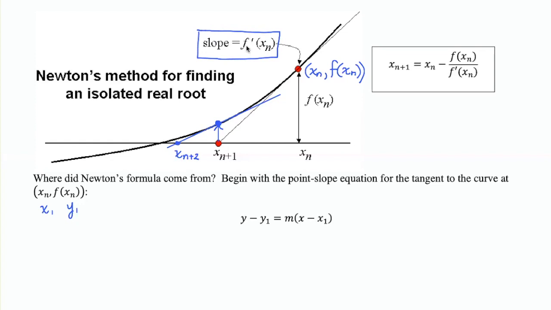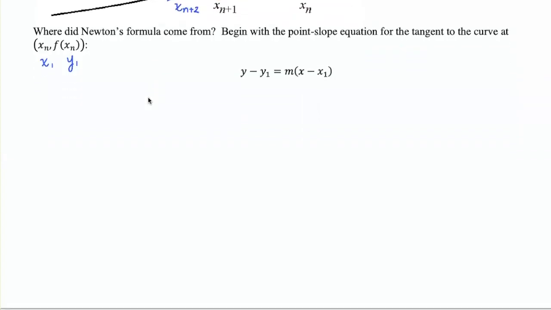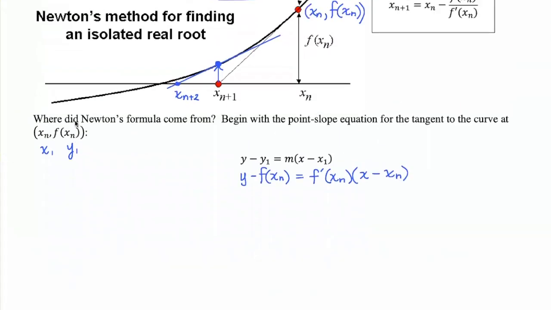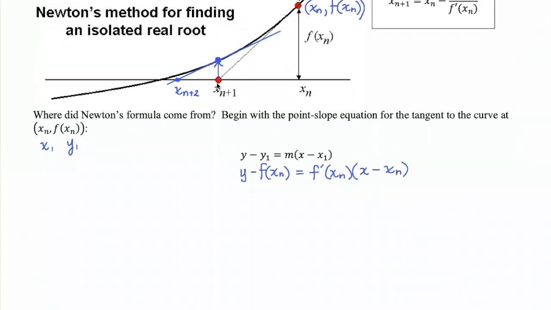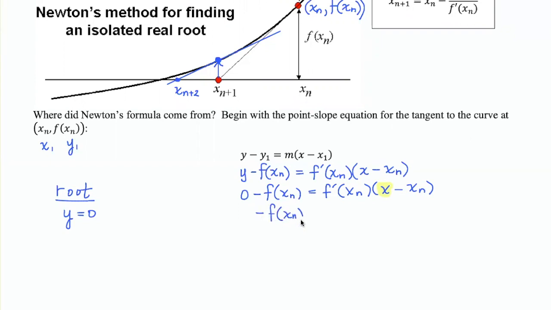So the first step in deriving Newton's formula is to substitute those values. We want to locate where the tangent is going to hit the x-axis. Any point on the x-axis, which is what our root also is, always has a y coordinate of 0. So I'm going to substitute 0 in for y. Now, if I can just solve this equation for this x, that would be the root. I'm going to simplify. If I do 0 take away this quantity, that's going to be the same as just negative f of x sub n.